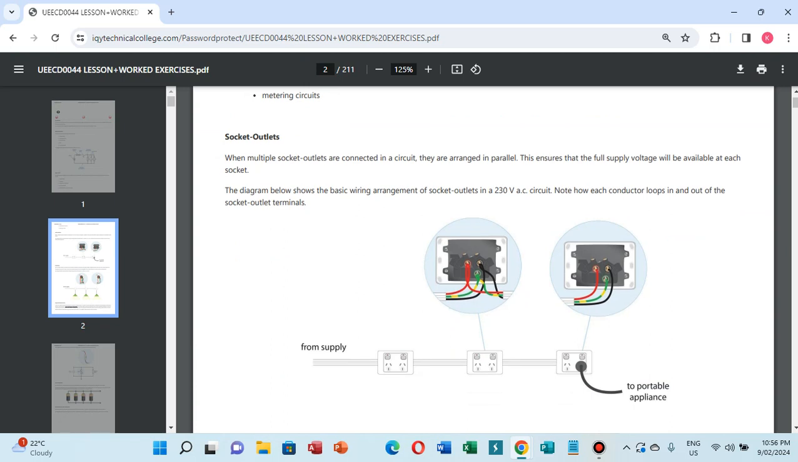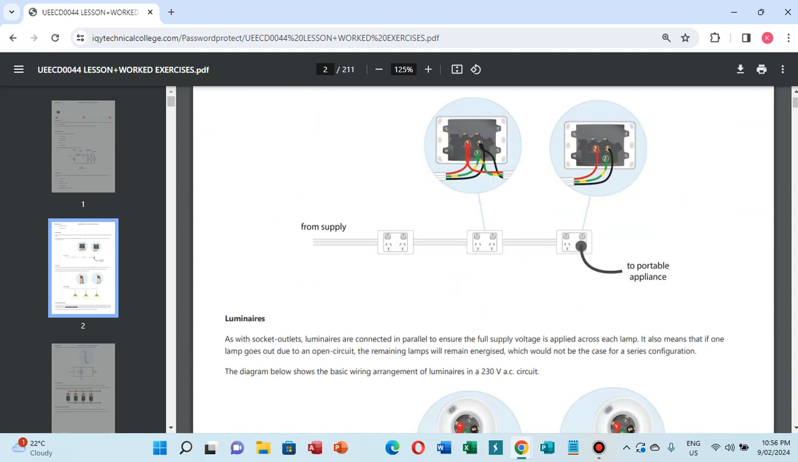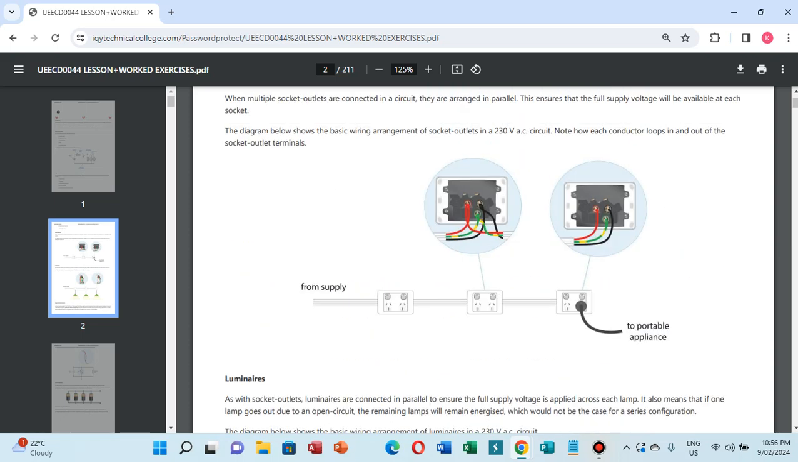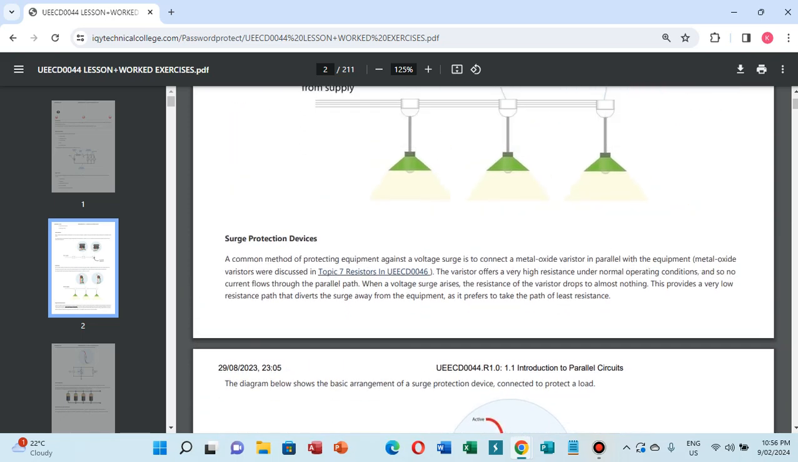So socket outlets are one example of the battery circuit. Once you see your home, you can see the socket outlet. From the socket outlet, electrical power is taken out. So in the plug box, we see the plug. So those are examples of the electrical circuit connected to the battery.